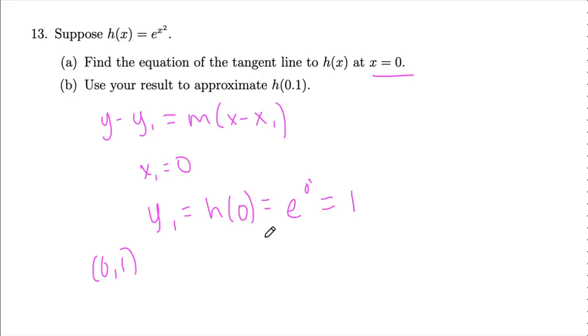Now let's go ahead and find our slope. So in order to do that, we have to take the derivative. So h prime would equal, let's go ahead and use u sub here.